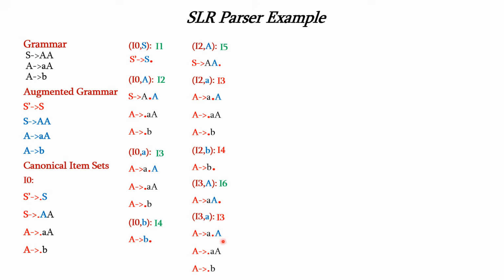Next, in I3 we have to consider the third production, that is A tends to dot b. The dot is before the terminal b, so consider I3 comma b. Move the dot one position to the right, so that is A tends to b dot. This is similar to item set 4, so name it I4. So we have completed I3. If we consider I4, it is not further expandable because the dot is at the end of the production. In the same way, I5 is not expandable, and I6 also contains the dot at the end of the production. Thus we have created the canonical item sets for the given grammar.